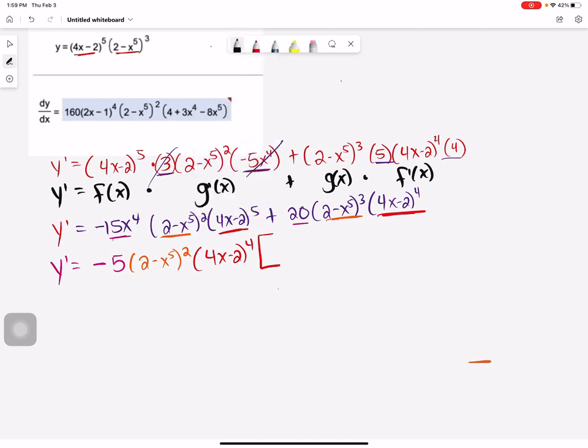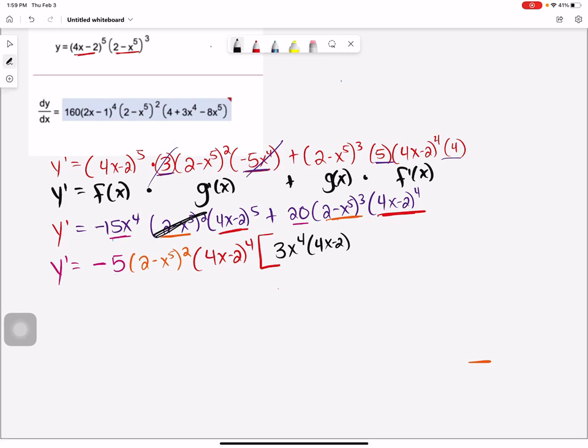I have negative 15x to the 4th divided by negative 5. That's going to leave me with a positive 3x to the 4th. I brought out all 2 of those 2x minus 5s, leaving 2 minus x to the 5th. And I'm bringing out 4 of the 4x minus 2s, so that leaves me with 1 of the 4x minus 2. All right. And then I have a positive 20 divided by negative 5. That leaves me with a negative 4.